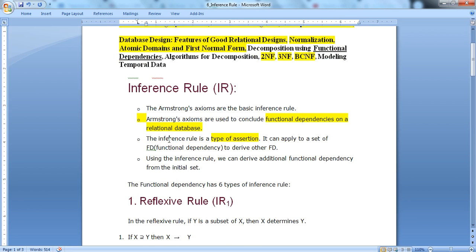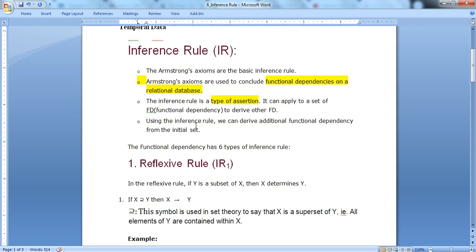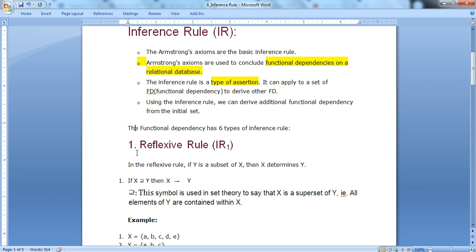An inference rule is a type of assertion. It can be applied to a set of functional dependencies to derive other functional dependencies. Using the inference rules, we can derive additional functional dependencies from the initial set. For example, we have a set of functional dependencies of a particular table. Then we can write new or additional functional dependencies from the given set. Now we will learn about these rules.